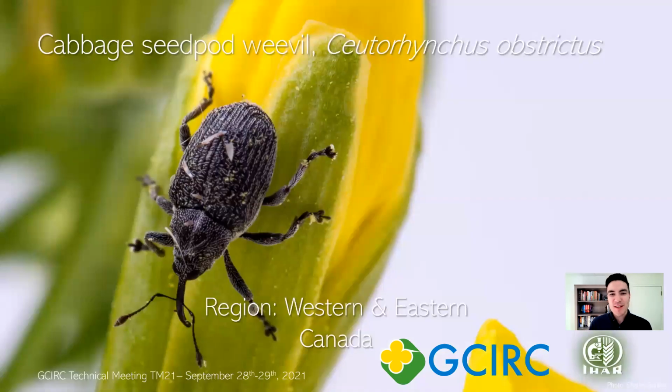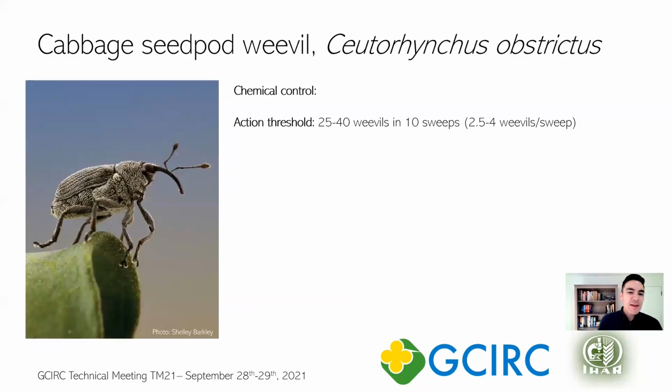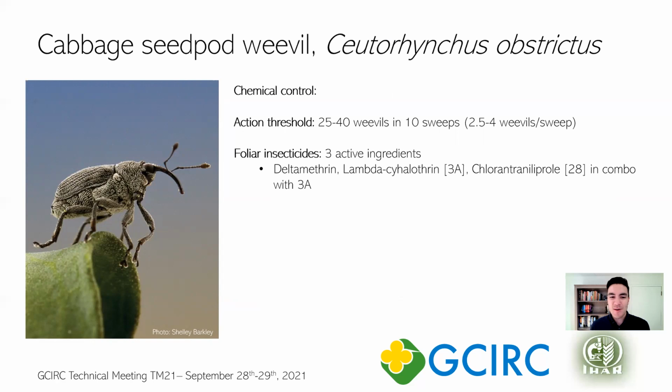Cabbage seed pod weevil is kind of an annual pest. It's found in specific regions of Western Canada and also throughout Eastern Canada. Here we have an action threshold of 25 to 40 weevils in 10 sweeps, and when that action threshold is reached, a foliar insecticide is recommended.